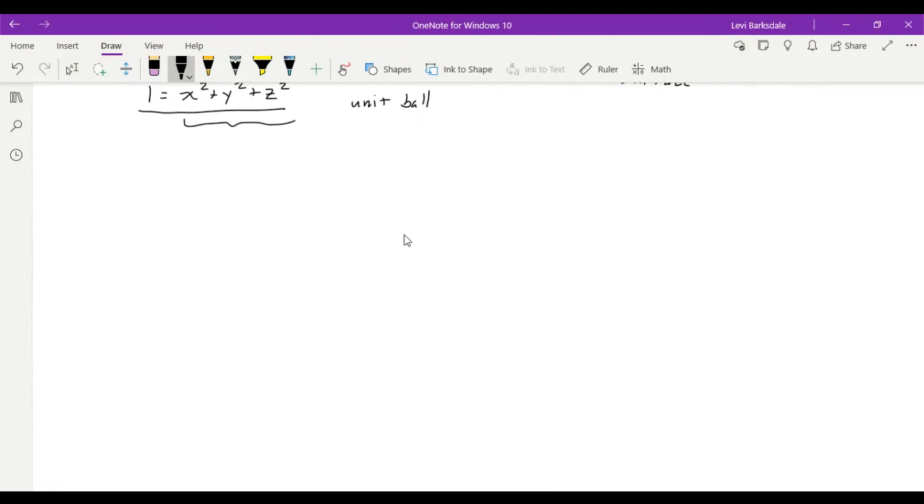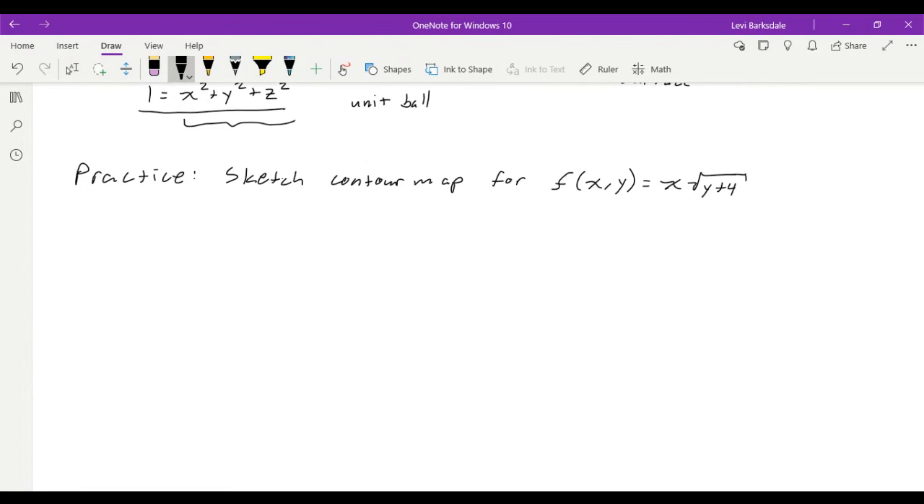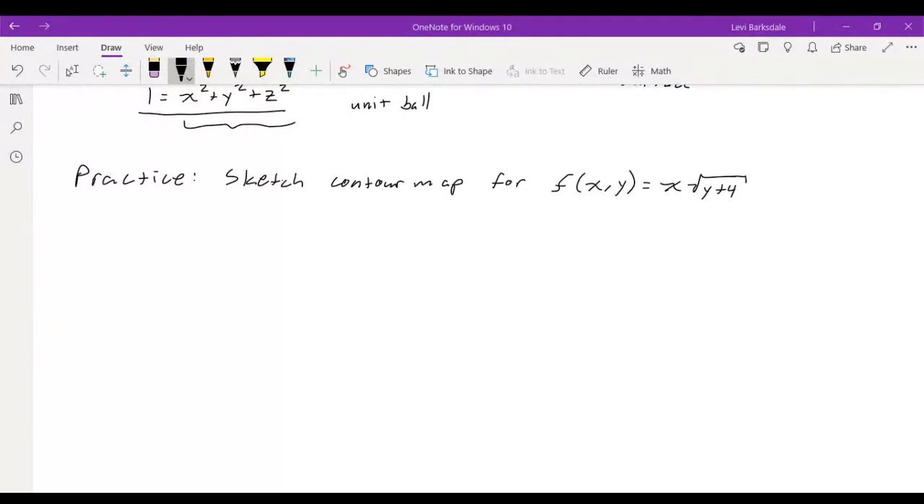Let's do one last practice problem with contour maps. This one's going to be a bit harder. Sketch the contour map for, we'll say, f of x, y equals x square root y plus 4. And just a word of caution, make sure that you are paying close attention to the domains of your independent variables when you're taking your level curves. Good luck. I'll give you a few minutes.